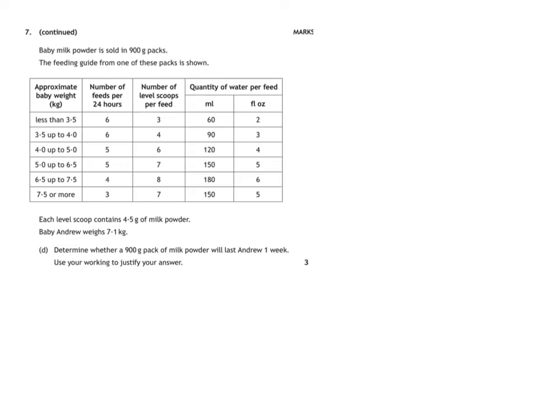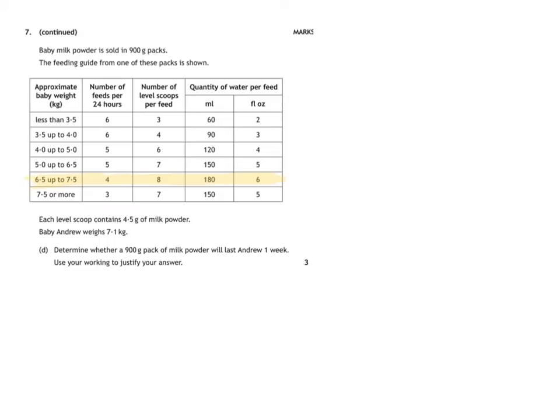We have a part D as well. So we have baby milk powder sold in 900 gram packets. Feeding guide from one of those packs is shown here. We get told then that each level scoop contains 4.5 grams. Baby Andrew weighs 7.1 kilograms. So that tells us that from our table, the only line that we need to pay attention to is this one here, because 7.1 is in between those two values. So the rest of the table is extra information we don't actually want or need.